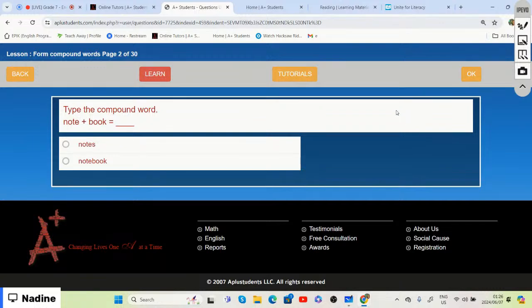Note plus book. My teacher asked all the learners to take out their notebooks. What is a note plus book? If we put those two words together, what word do we get? So note plus book. Is it notes or is it notebook?